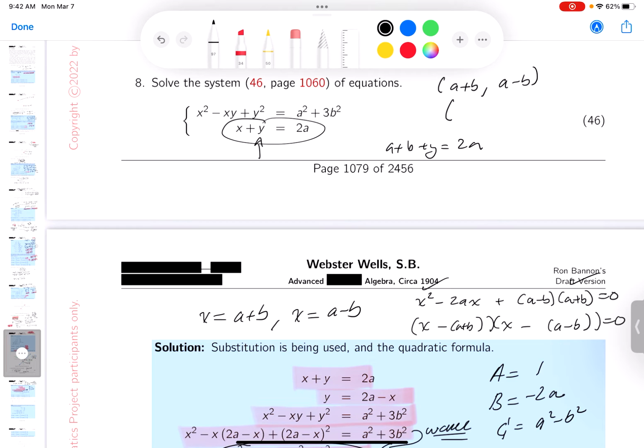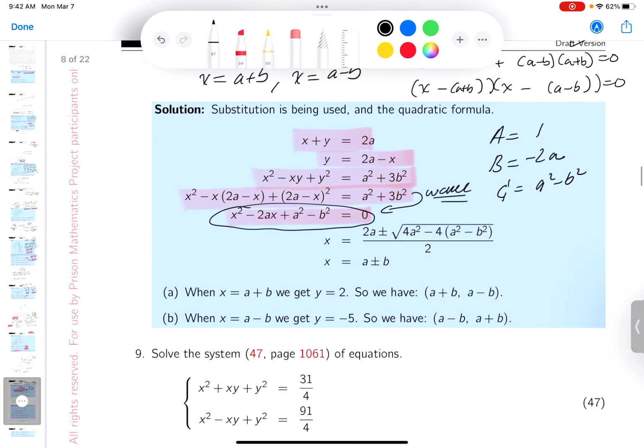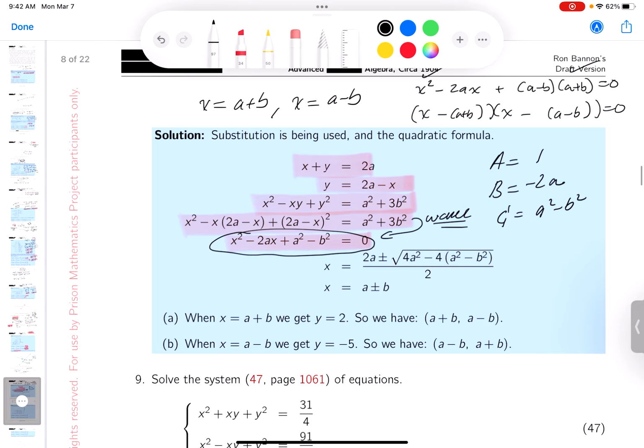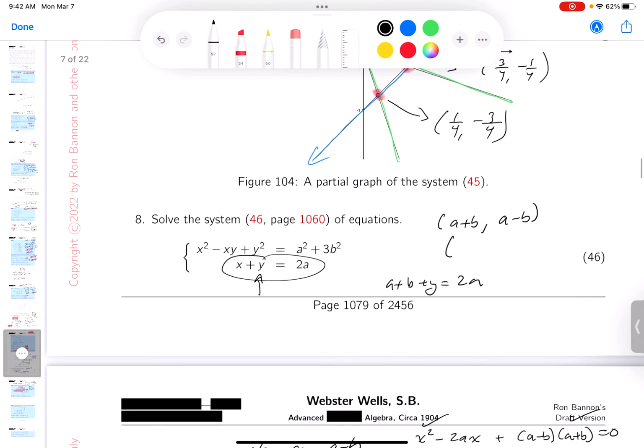Let's say you did the other one. What's the other answer I got? The other answer I got was a minus b. Let's write that down. A minus b. You still plug it in. What do you get? A minus b plus y equals 2a. What are you going to get there? y equals, let's see, a plus b.